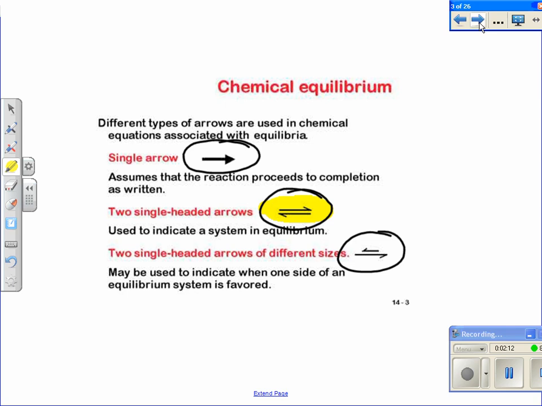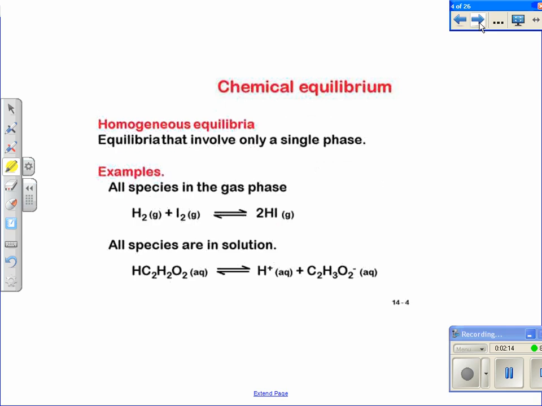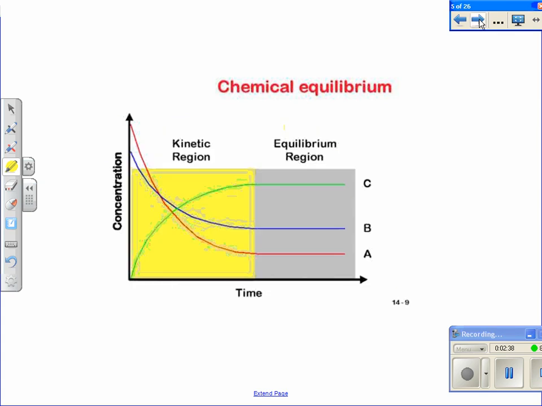Now, next thing. Homogeneous equilibrium is the first one we start with. What does that mean? It means it's only in a single phase. If you look right there, gas, gas, and gas. So all these species on the product and reactant side are all the same state. So in this case, it's all gas. Here we have aqueous, aqueous, and aqueous. That's what homogeneous means as far as equilibria.